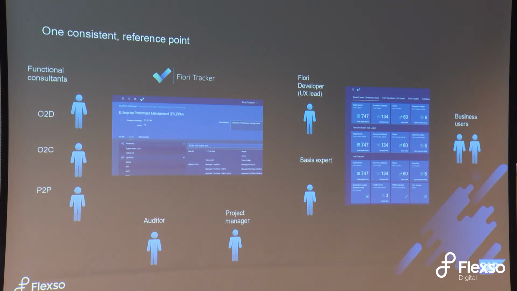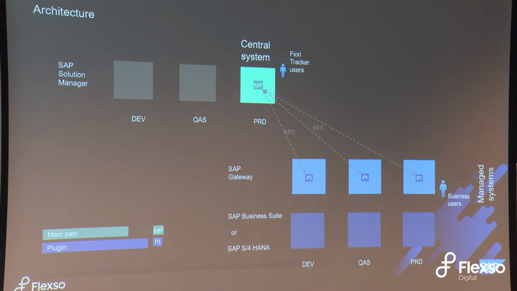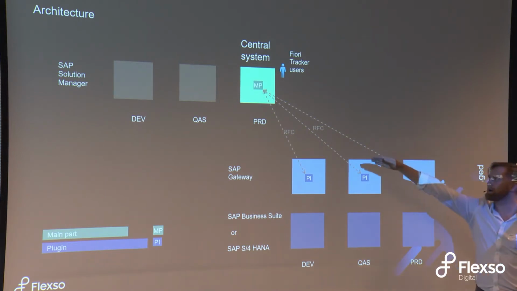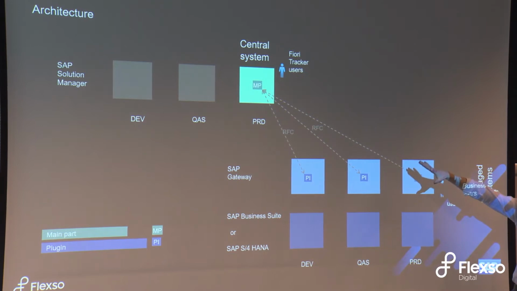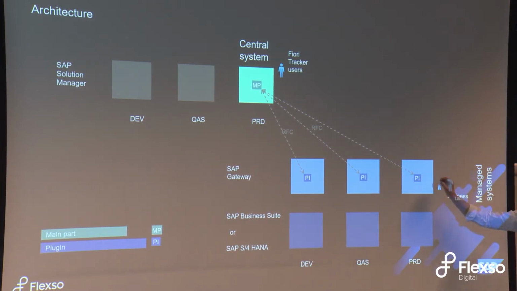Okay, so that's the main function. How it works from the architectural point of view: you can install it on any SAP Gateway. The minimal requirement is an SAP Gateway system. Our recommendation for the setup is to put it on the Solution Manager. If the customer or the user of Fiori Tracker wants to use it the best way, then it should be in the central system, on SAP Solution Manager, in order to be able to compare your to-be state with the as-is in your whole landscape.